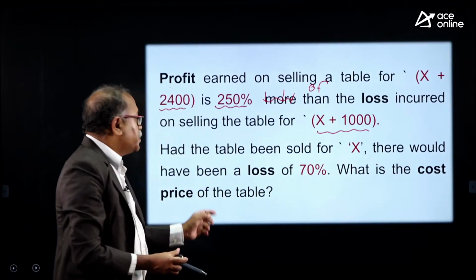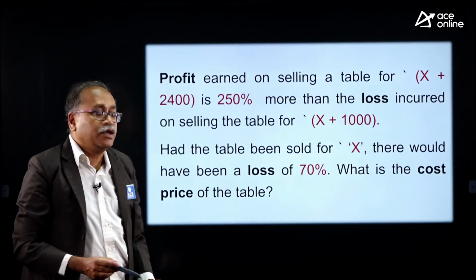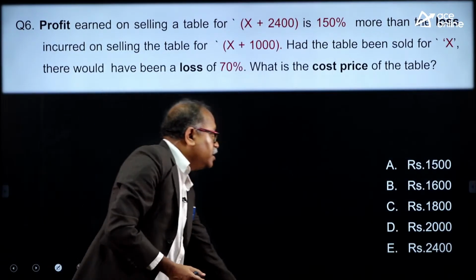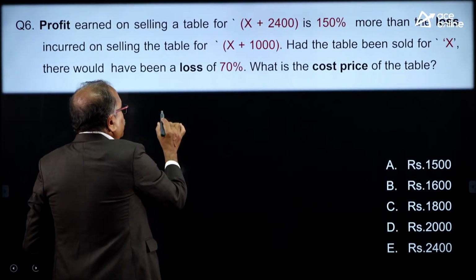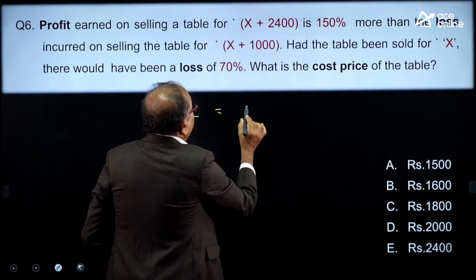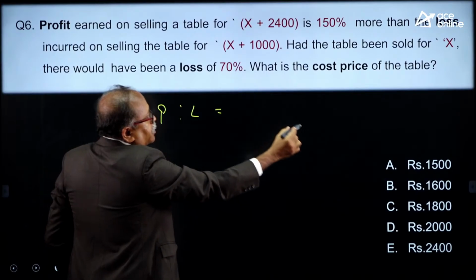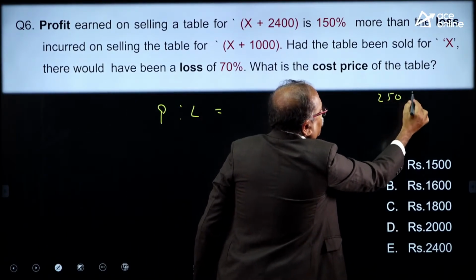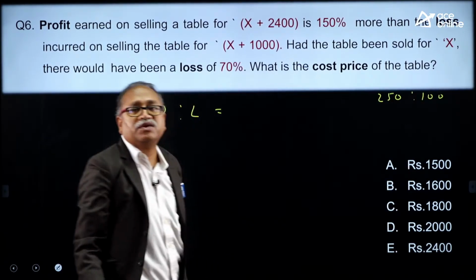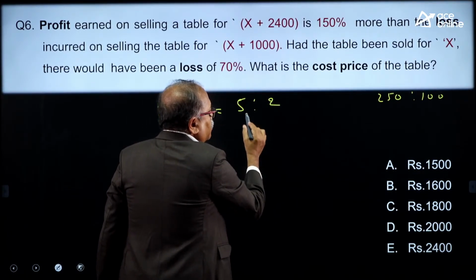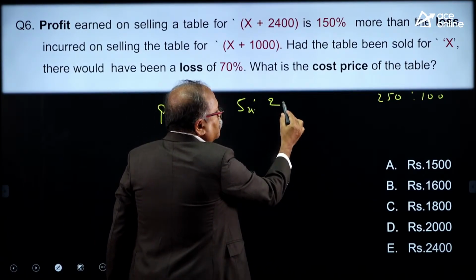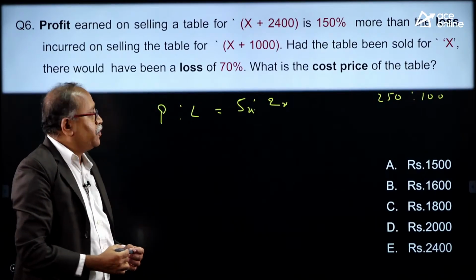There is a logical twist here. So, what is the cost price of the table? Can you find it out, my dear friend? Shall I give any clue to you? The profit to loss percentage is 250 into 100, which is nothing but 5:2. So, that is given to us as 5:2. I can make it as 5x and 2x over here, fine.